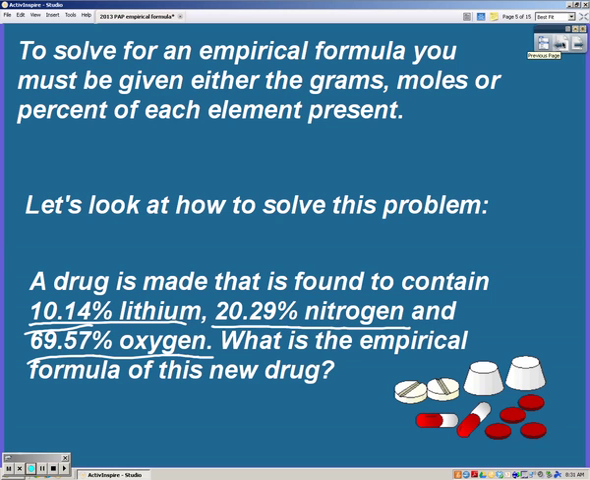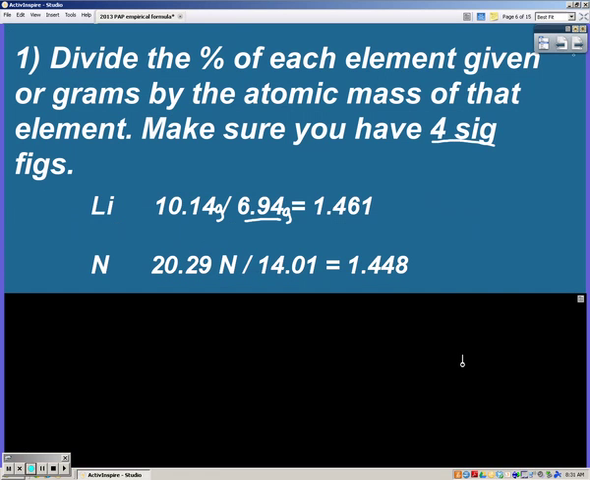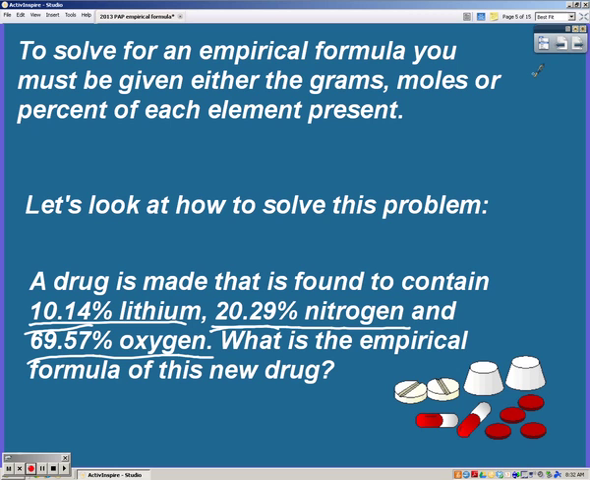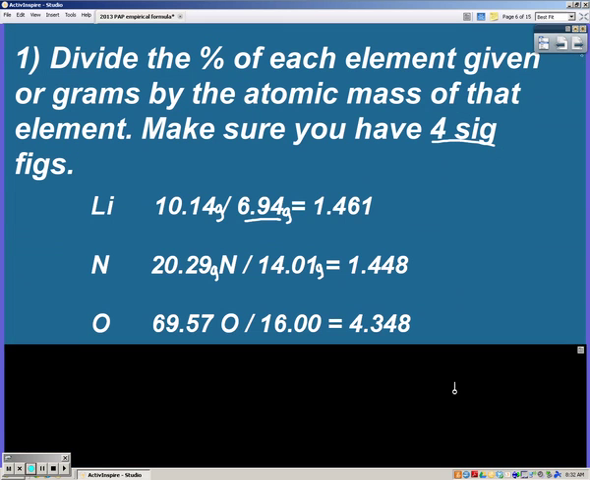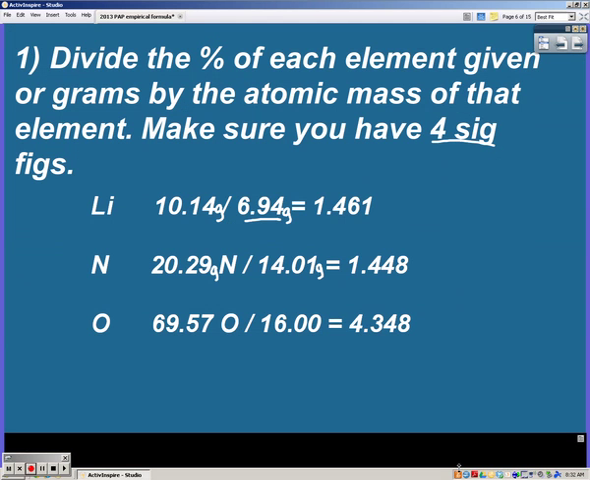Our next element, nitrogen, 20.29%. So 20.29 grams of nitrogen divided by the molar mass of nitrogen. Notice it's just 14.01. We do not have to worry about diatomics with empirical problems because nitrogen's not by itself. It's in a compound with lithium and oxygen. Finally, oxygen, we have 69.57%. So 69.57 grams divided by 16 gives you 4.348.